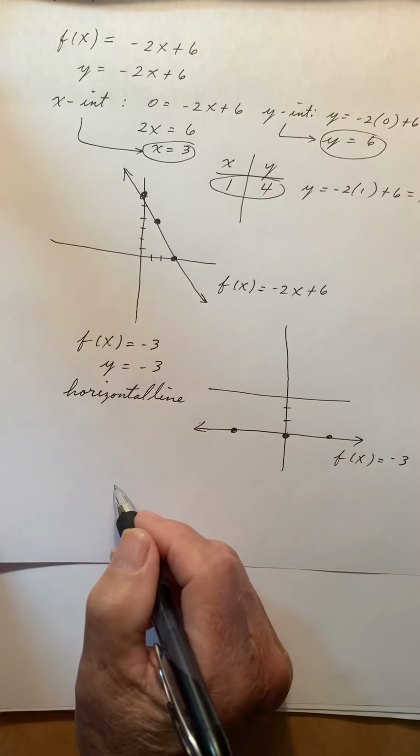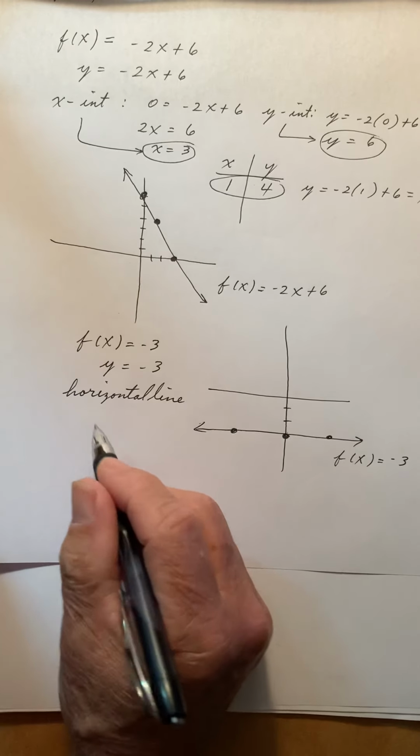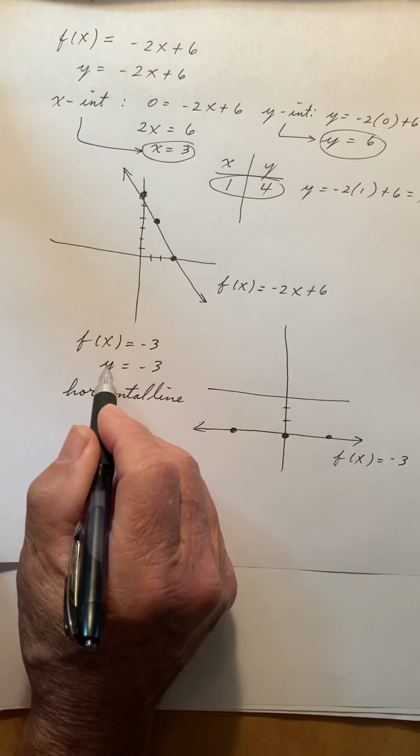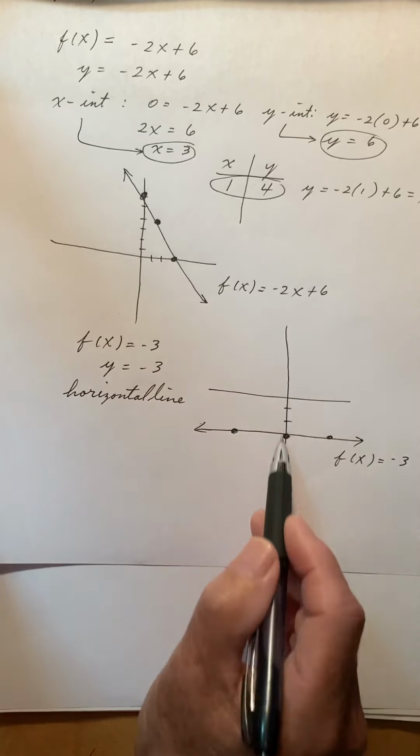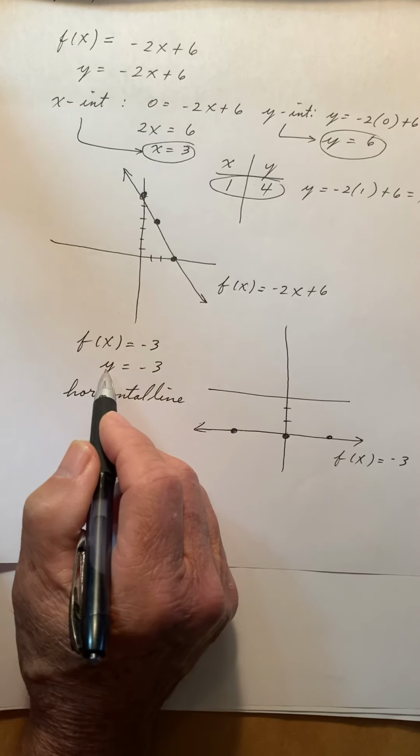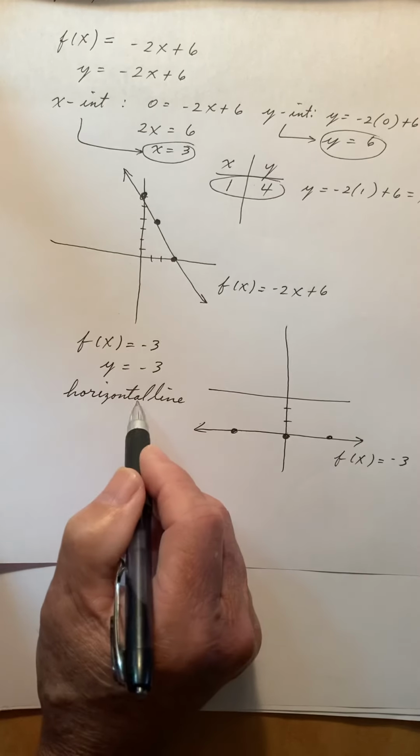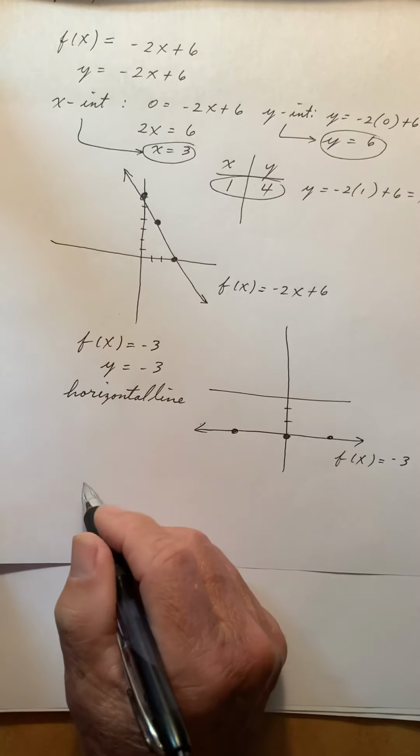There are a lot of things in math that are opposites. So when we think of y, the y-axis is vertical, but the line y equals negative 3 is horizontal, so that would make it the opposite.